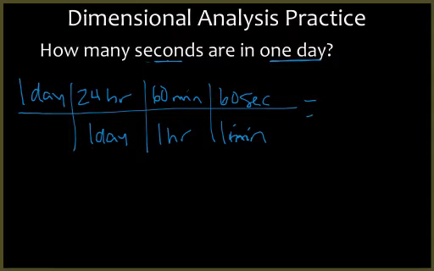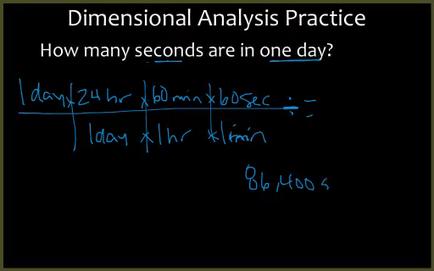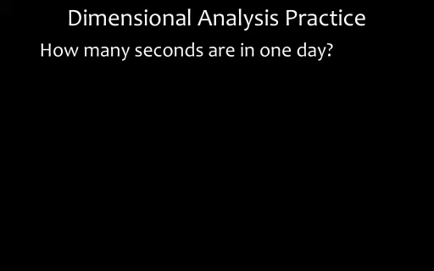Then, like we did before, you're multiplying across: 1 times 24 times 60 times 60. You're multiplying the bottom numbers across, and then you're dividing top to bottom. So if we go through and do all of that, we end up with 86,400 seconds. Okay, so now let's look at a couple that are a little more difficult than the ones that we had done before.